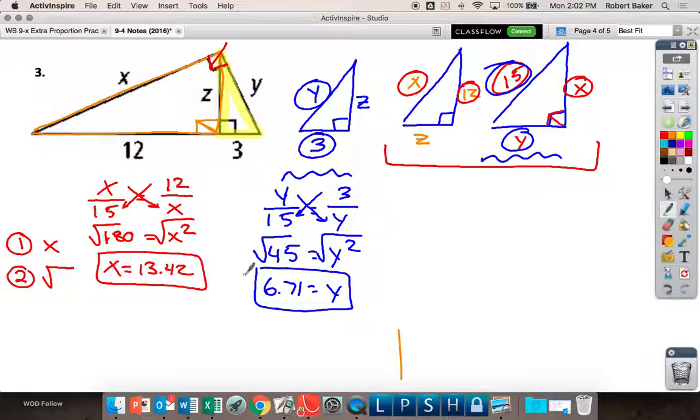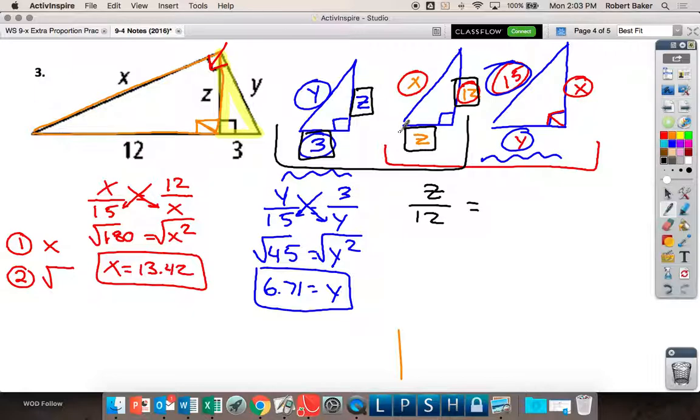So which two triangles have z's? Small and medium. Small and medium have z's. So take the z from the small triangle and find its corresponding length on the medium triangle, z over 12. And then 3 over z. Step 1, multiply. Step 2, take the square root of both sides.